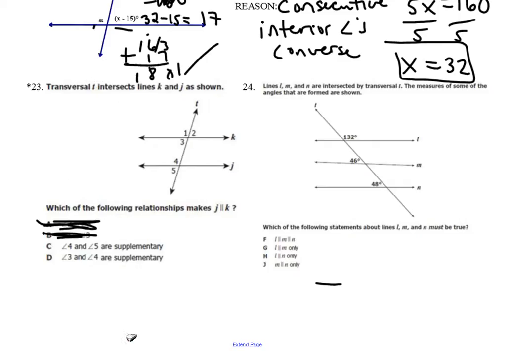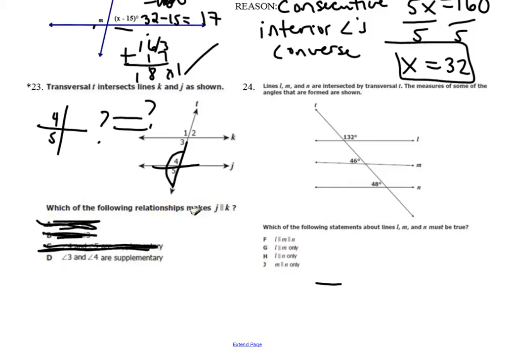The next one says that 4 and 5 are supplementary. Well, here's 4 and 5, and they're supplementary. Great, you're right, they are supplementary because they're a linear pair. But once again, 4 and 5, linear pair. Where are my parallel lines? I don't see any. Parallel lines have nothing to do with linear pairs. Linear pairs are always supplementary whether the lines are parallel or not, because there are no parallel lines.